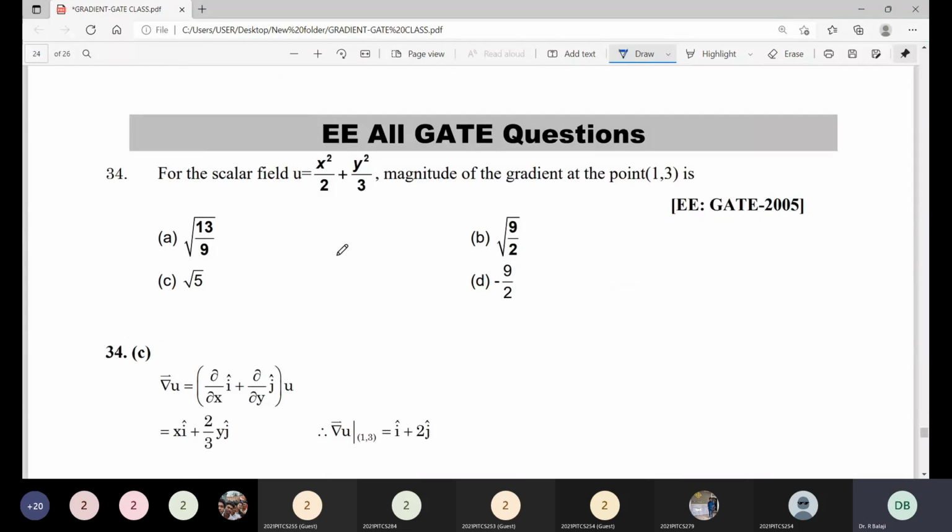For the scalar field u equal to x square divided by 2 plus y square divided by 3, the magnitude of the gradient at the point (1, 3) is, now del u, that is, dou by dou x into i vector plus dou by dou y into j vector into u, which is x i vector plus 2 by 3 into y j vector. At the point (1, 3) this is equal to i plus 2j vector.